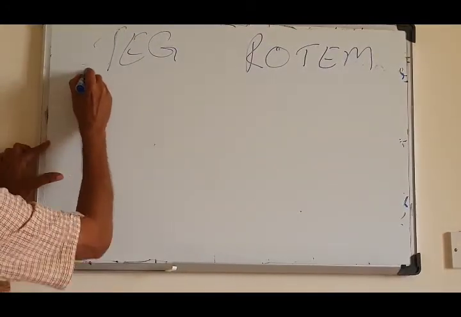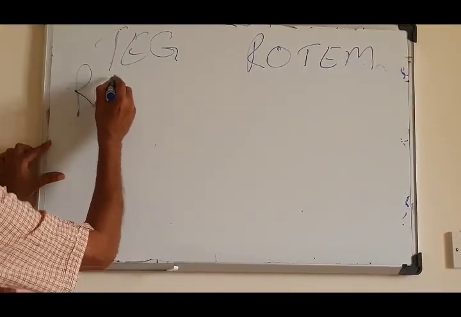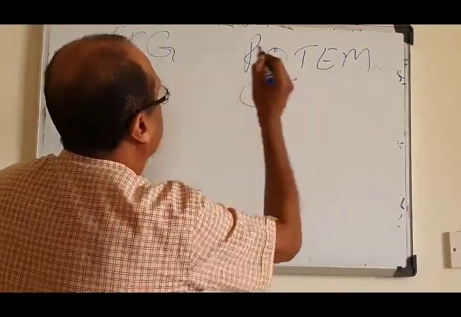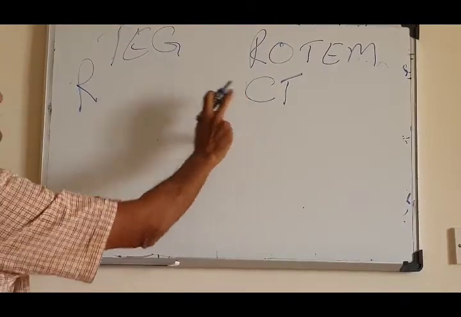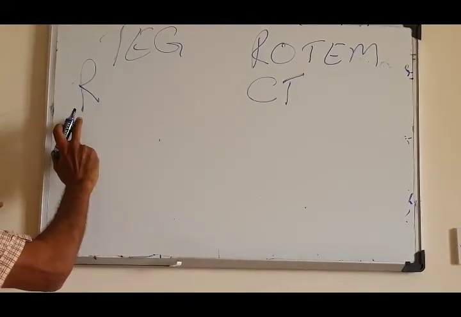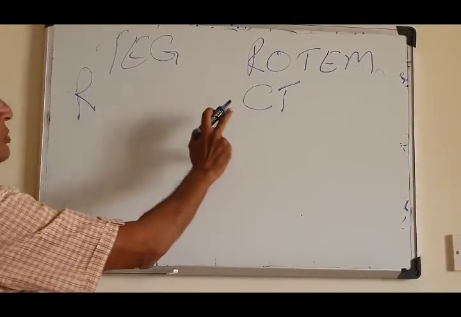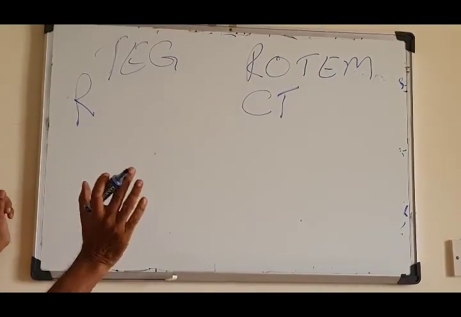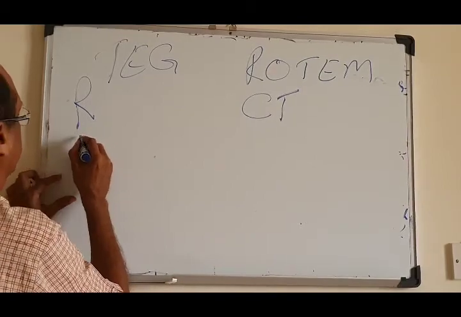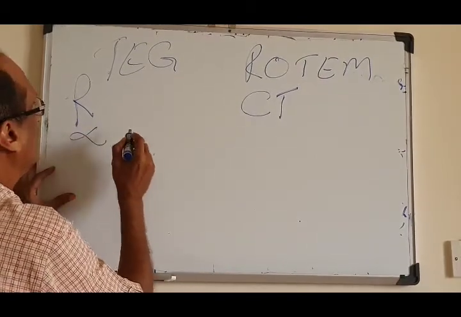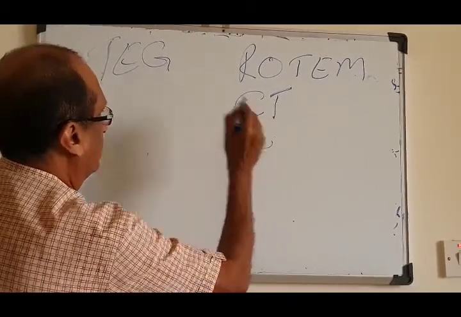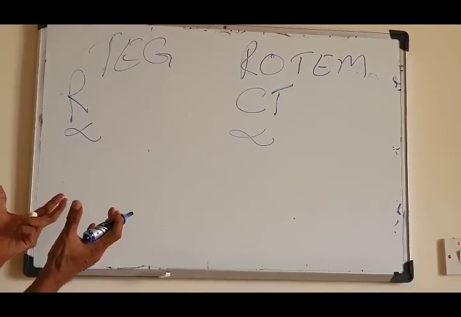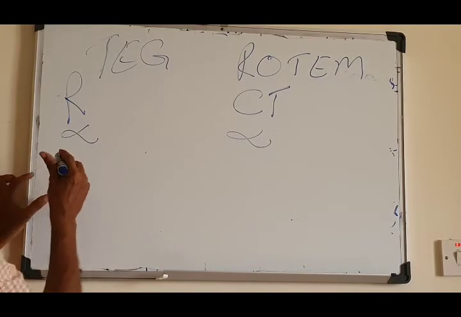For example, the reaction time in TEG is mentioned as clotting time in ROTEM. So both serve the same purpose actually. If the reaction time in TEG is prolonged or the clotting time in ROTEM is prolonged, you know there is coagulation factor deficiency, you have to replace the coagulation factors. The alpha angle is the same in both. So if the alpha angle is reduced, you know there is fibrinogen deficiency, so you have to replace fibrinogen.